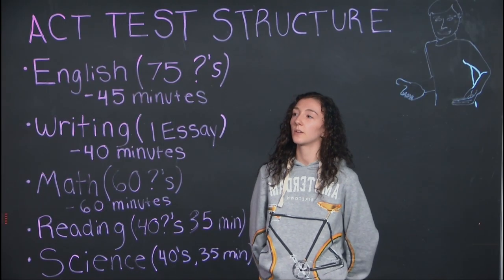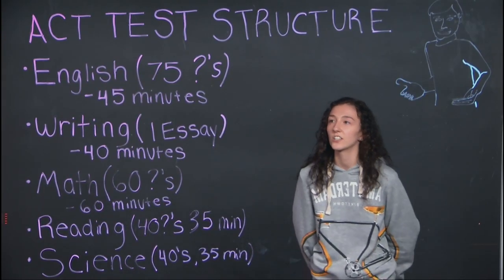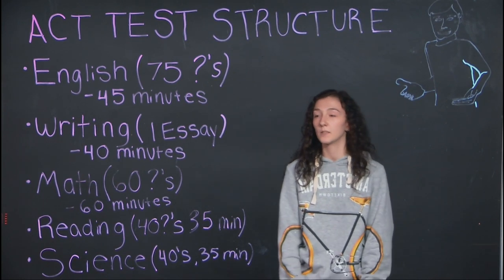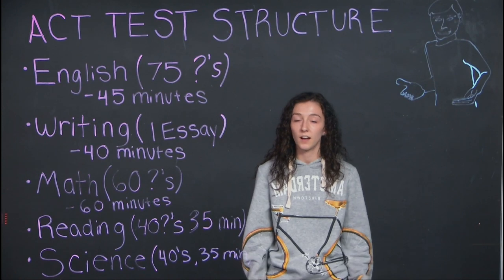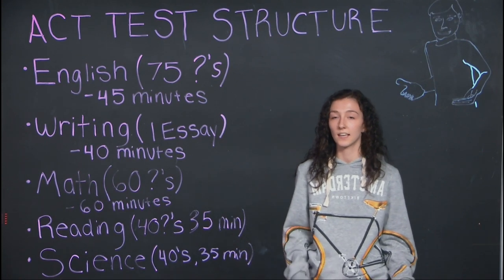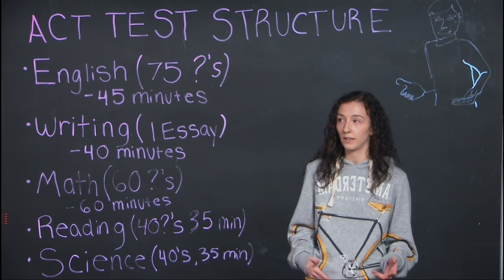So to first start, we're going to talk about English. The English section is 75 questions and it's about 45 minutes long. In the English section, it tests your basic grammar and how you use usage and mechanics in, say, an essay or a writing format.